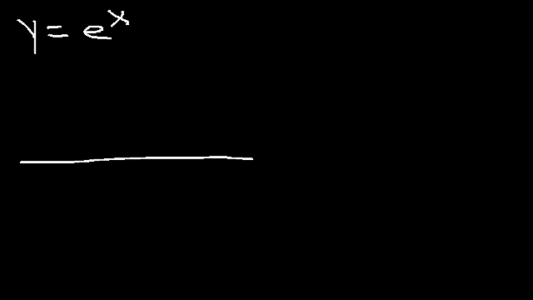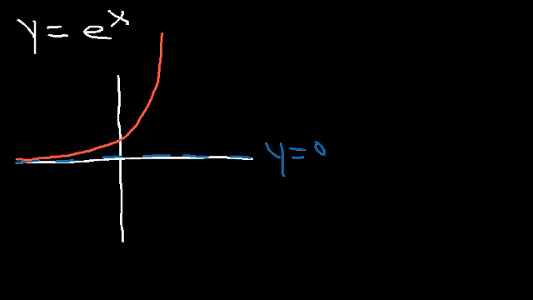Now let's continue. What is the parent function of an exponential function? e to the x. What is the general shape of this function? The first thing you need to realize is that it has a horizontal asymptote at y equals 0. So the graph is going to start from the x-axis. Now this function increases at an increasing rate. So it looks like this.